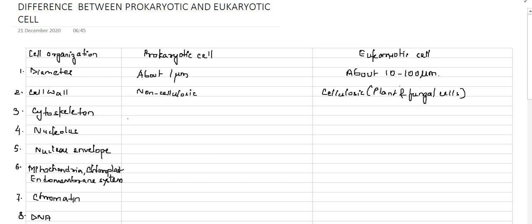Okay. Next is cytoskeleton. The cytoskeleton, which provides shape to the cell, is absent in prokaryotes, but it is present in eukaryotes.